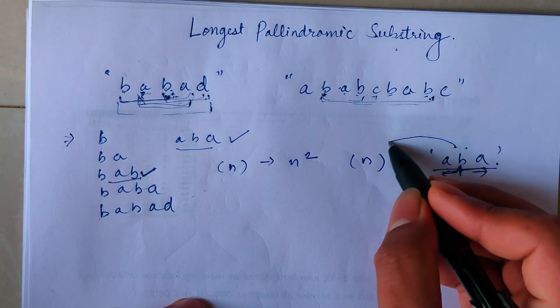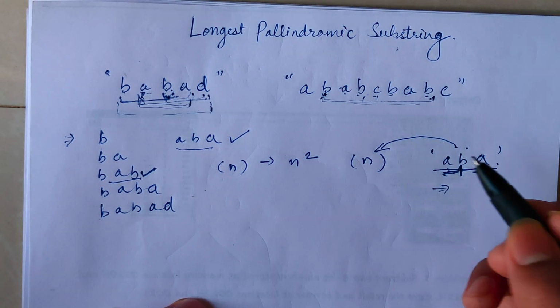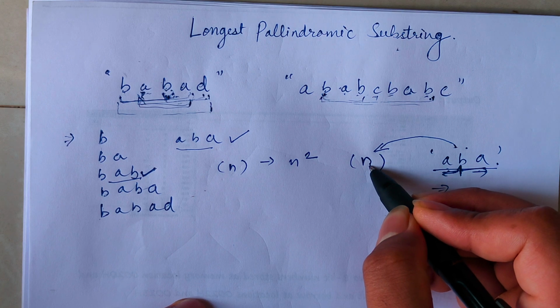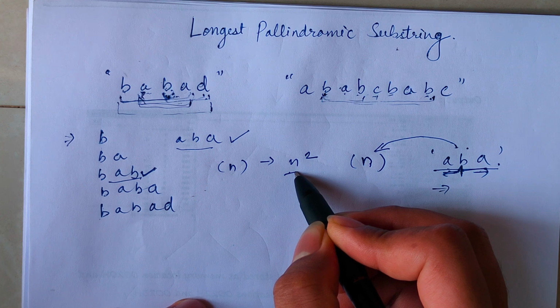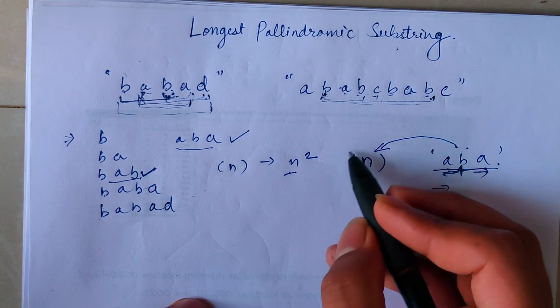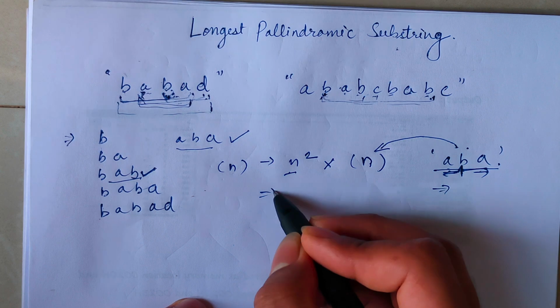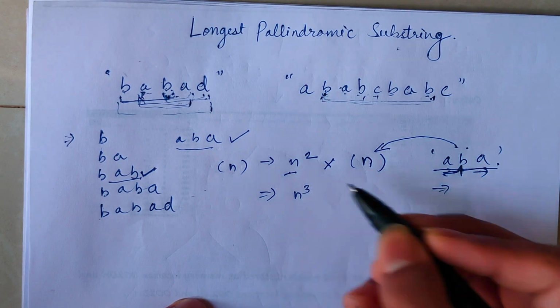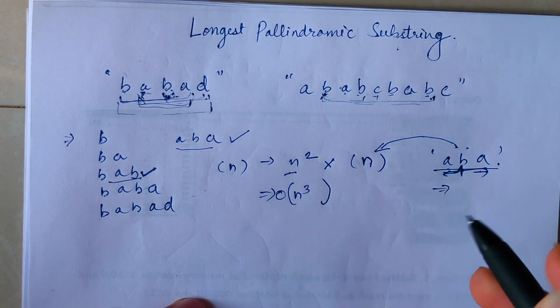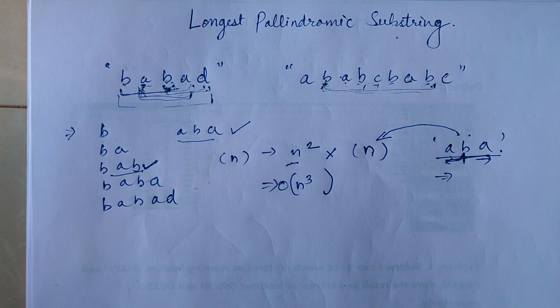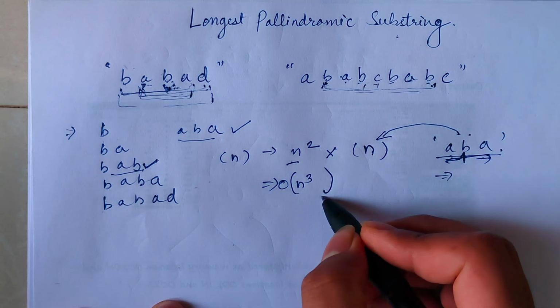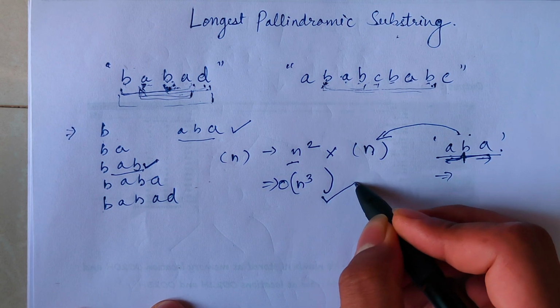So checking if it's a palindrome takes order of n, and creating every substring of the string would take order of n square. So in total we are going to have n cube. The time complexity of this algorithm would be order of n cube. So can you think of an algorithm which could take lesser time complexity than n cube?